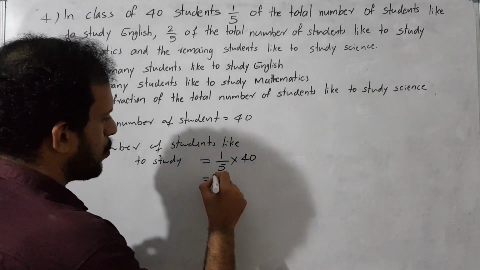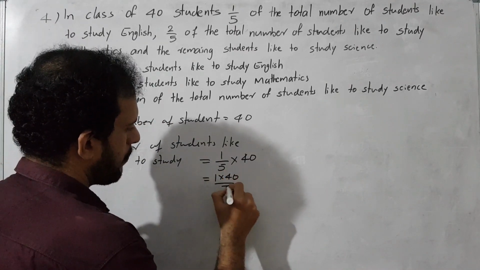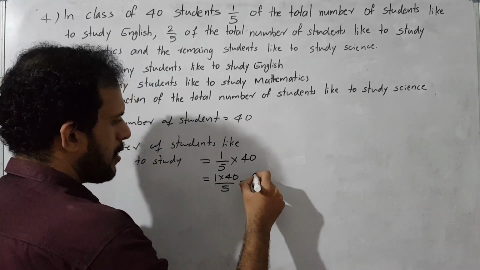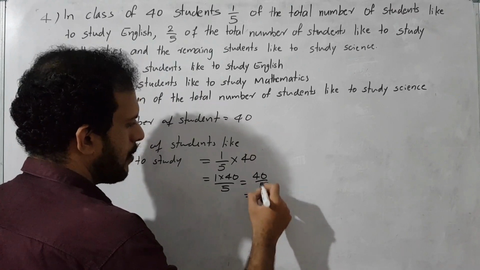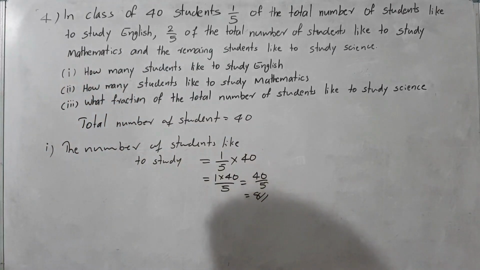What is 1/5 into 40? That is 1 into 40/5, which is equal to 1 into 40 is 40. 40/5 is equal to 8. 40 divided by 5 is 8.